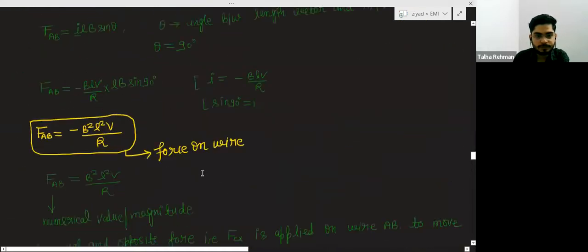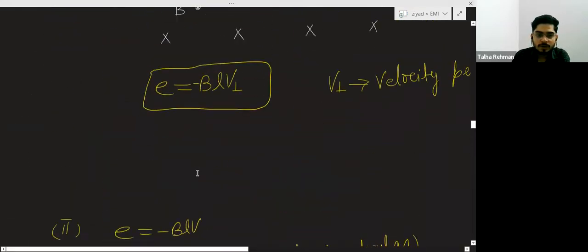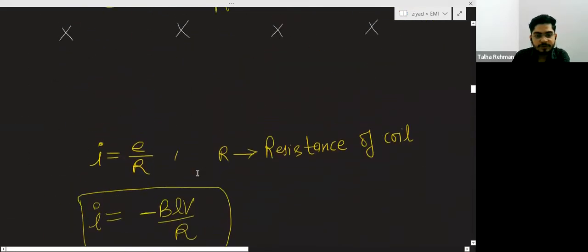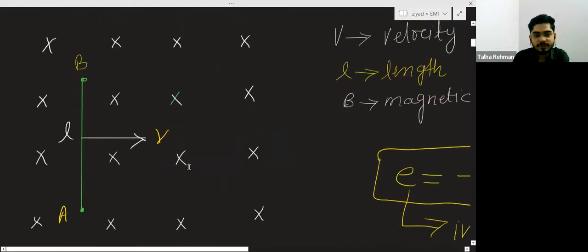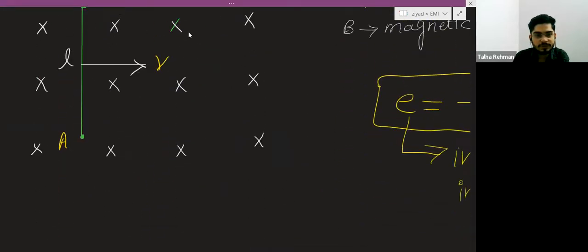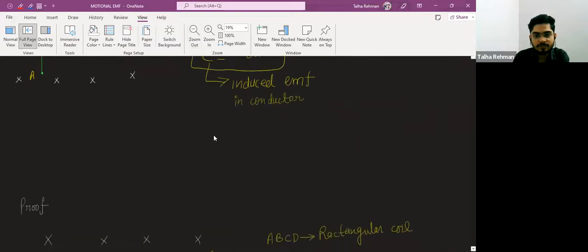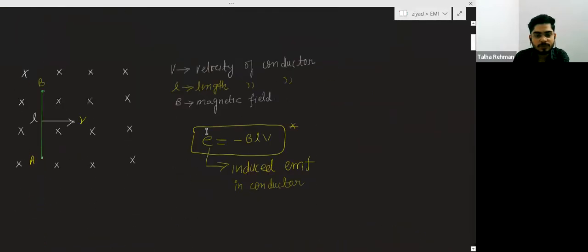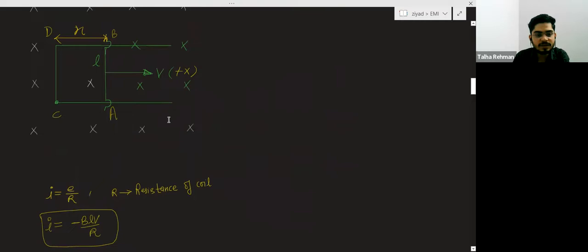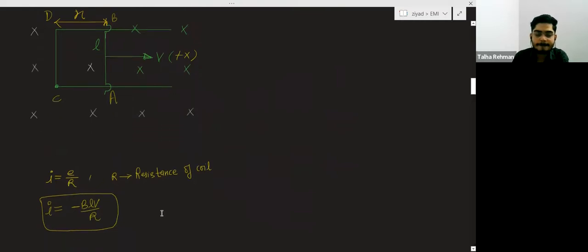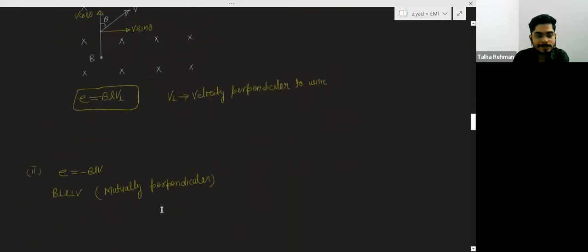And what is your motional EMF? This is your induced current, and this is your motional EMF. So you have noted this. All this you have completed now, the induced current.